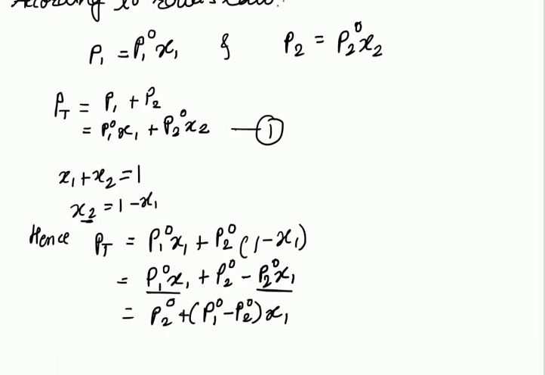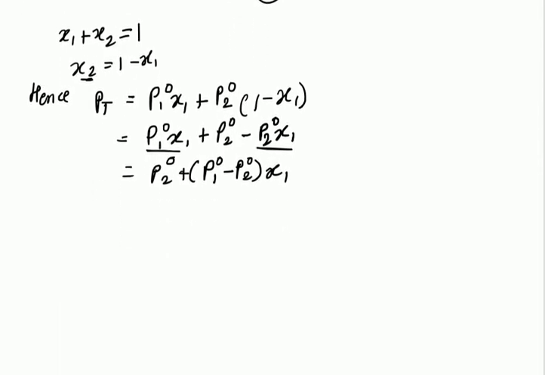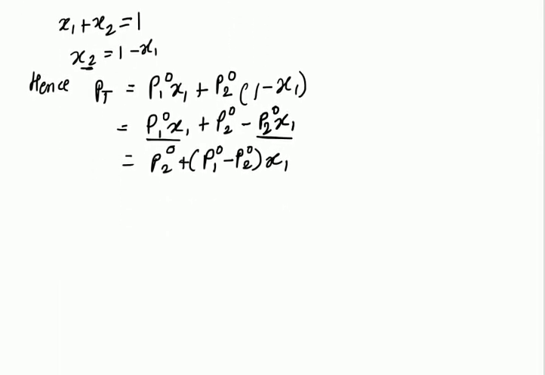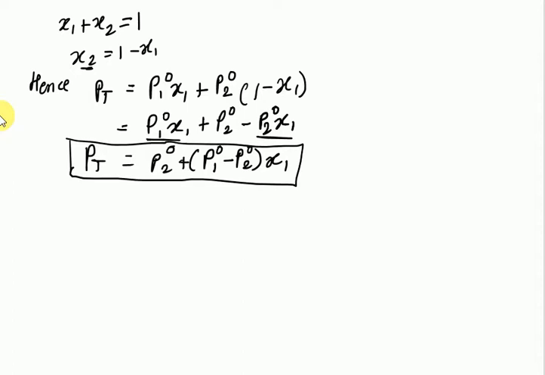The solution which obeys Raoult's law, this is the Raoult's law equation, can be called the total pressure of the solution. The vapor pressure of the solution is equal to this equation. Now, a solution that obeys the Raoult's law equation over the entire range of concentration is called an ideal solution.